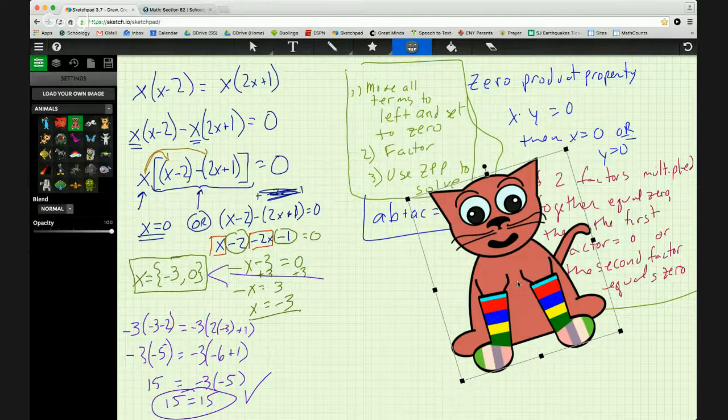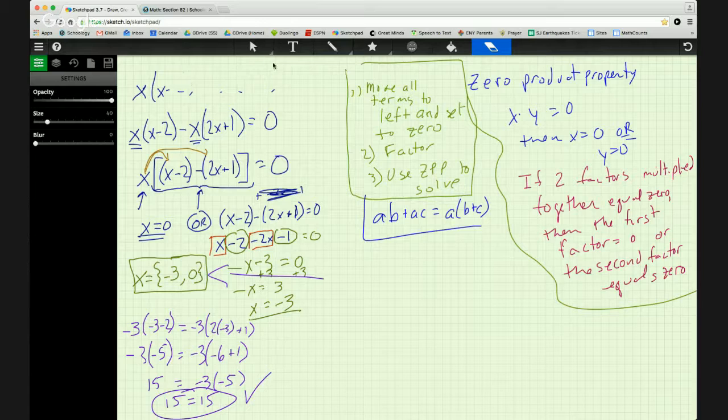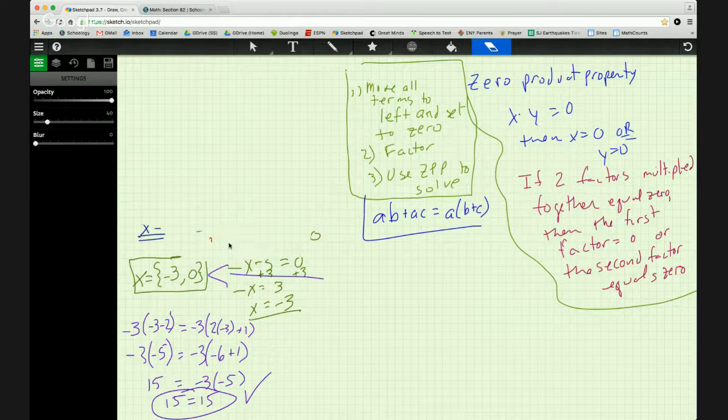Now let's go and do the most advanced version. And this is the one that we did in class today. And some of you got it. One of the students went to the board, got the right answer. I was very impressed with the work.